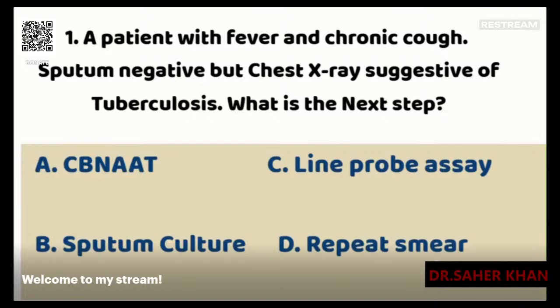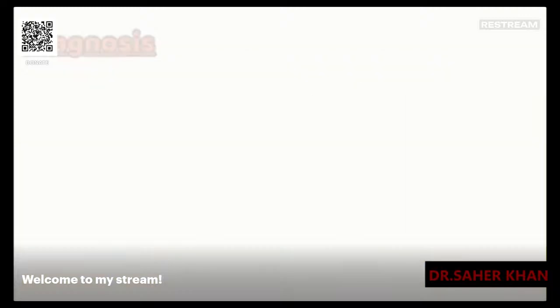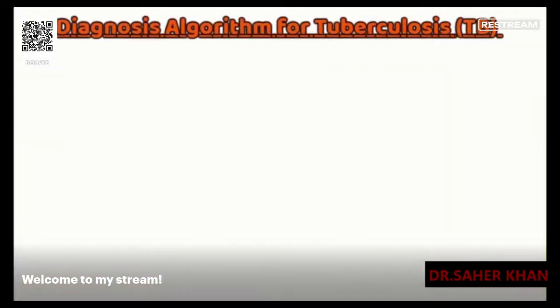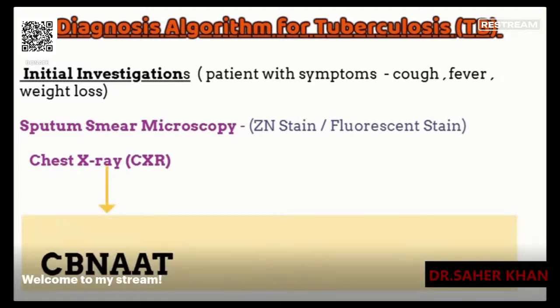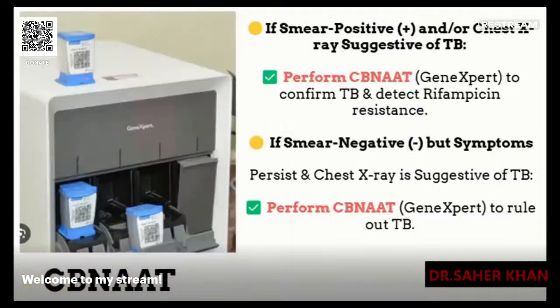Okay, so to answer this question, we must follow the TB diagnostic algorithm. And according to the TB diagnostic algorithm, the first step in TB diagnosis is the sputum smear microscopy and chest X-ray, which have been already performed in this case. And the next step here is CB-NAT. CB-NAT is the best next step and it's performed in both the cases, whether the sputum smear is positive or negative. So let's quickly understand what CB-NAT is and why it is the best next step.